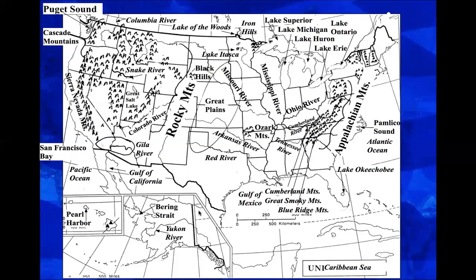The Great Plains are this area in the middle of the map right here. Mauna Loa is this volcano on the big island of Hawaii. Mauna Kea is this active volcano right here on the island of Hawaii. The Aleutian Islands are the islands here that come off the tip of Alaska.